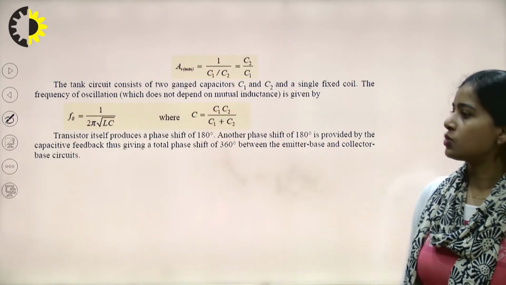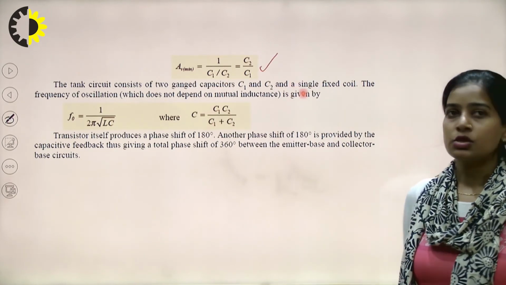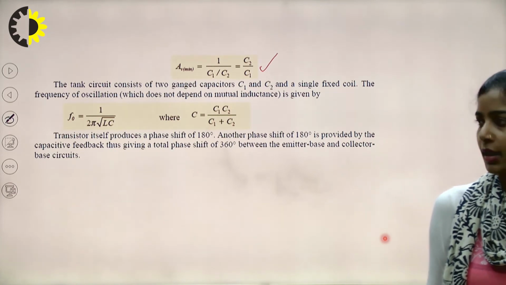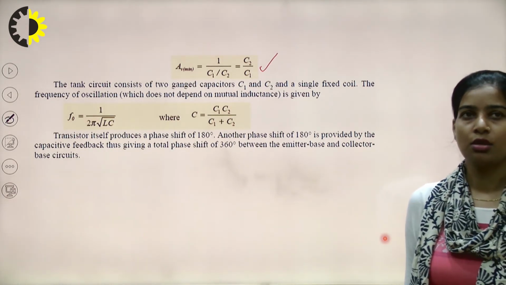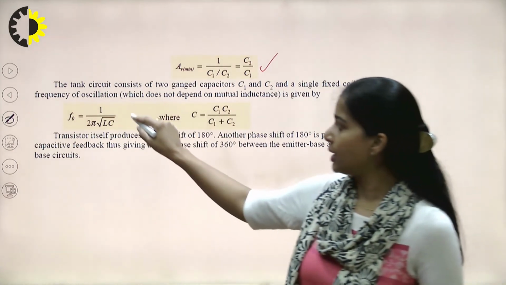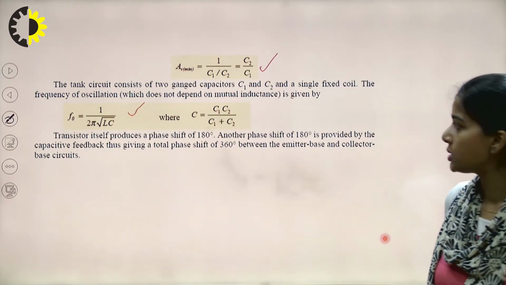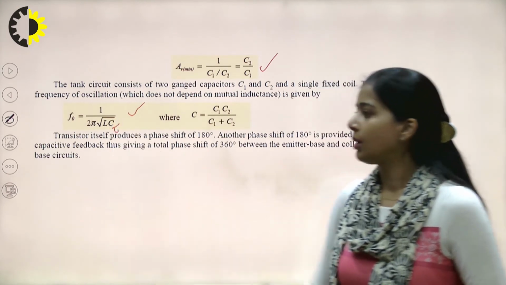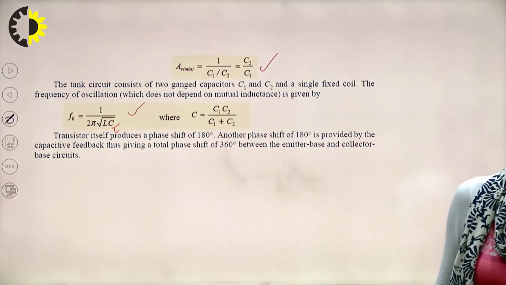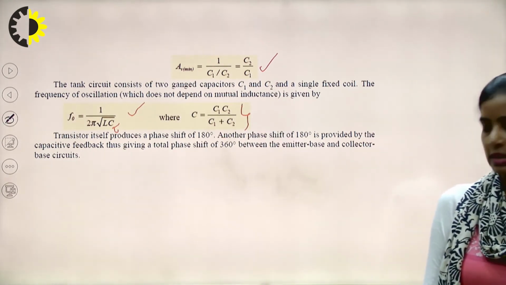A v is defined as 1 upon C1 by C2, that we can simply write as C2 by C1. So the tank circuit consists of two capacitors C1 and C2 and a fixed coil. The frequency of oscillation does not depend upon the mutual inductance, and we can write it as 1 upon 2 pi under root LC. Here we have two capacitances, so this C is the equivalent capacitance of the two capacitances C1 and C2, that we can calculate as C1 C2 upon C1 plus C2.